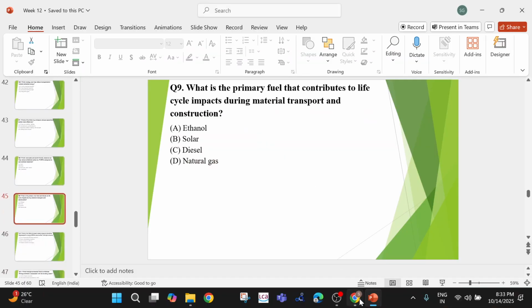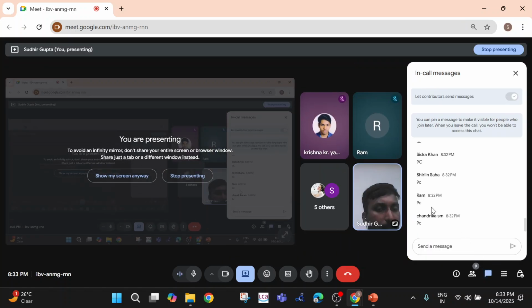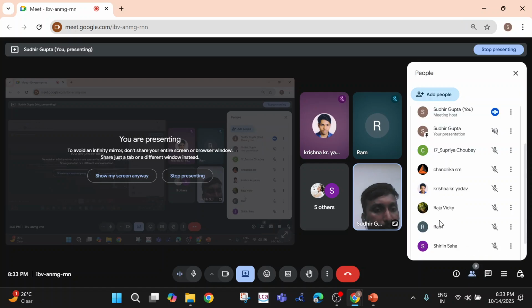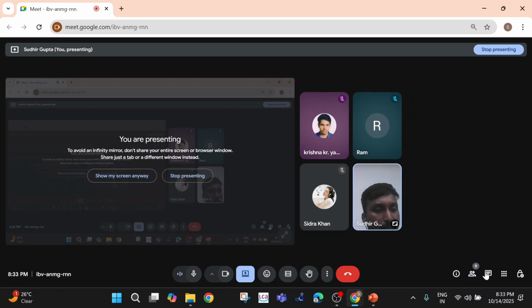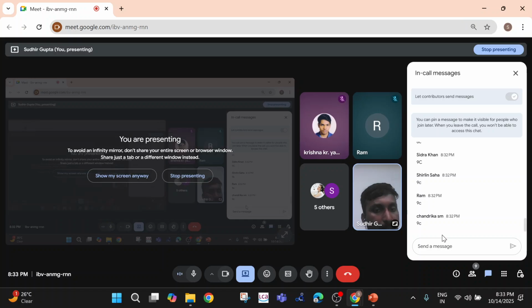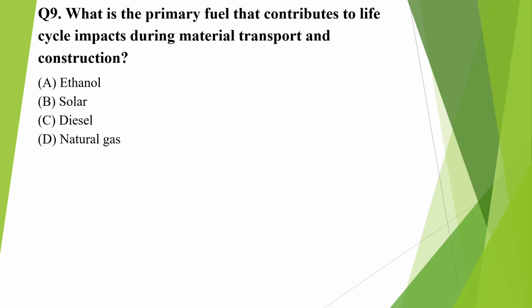Okay, so let us see who has answered this question. Question number 9. Sidra, Silin, every one of you have answered. No, not everyone. Some of you are left. So I don't know whether I should wait for Raja Vicky and Krishna to answer, or shall I discuss with you all, because most of the people have answered. So let me discuss it, because we have to discuss so many problems. We cannot wait much for this single question, because this is a very straightforward question also.